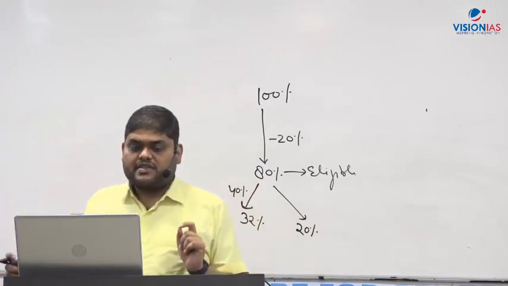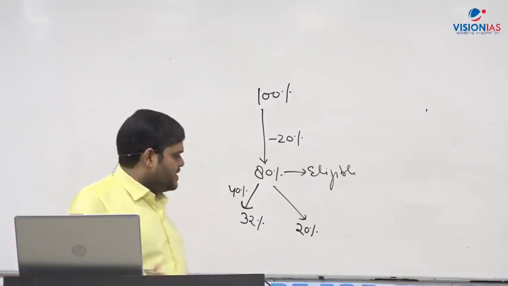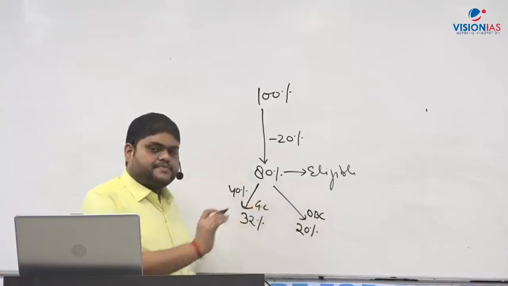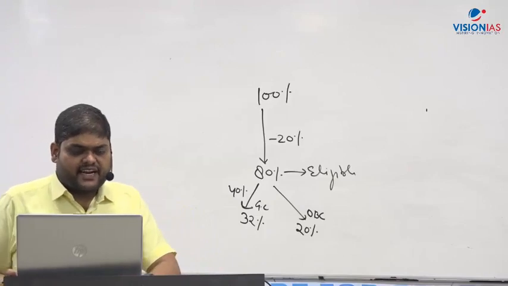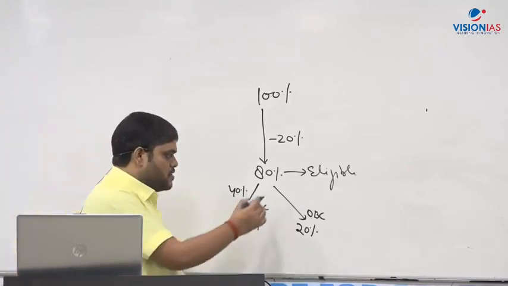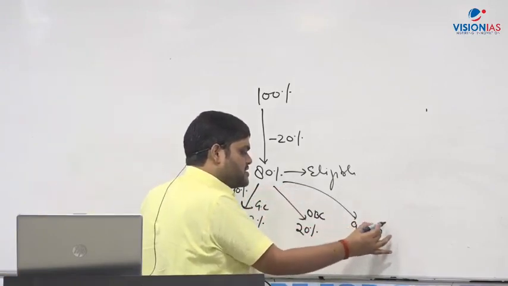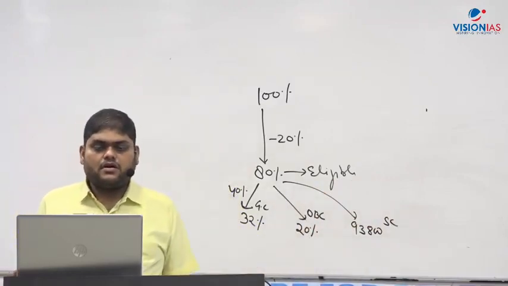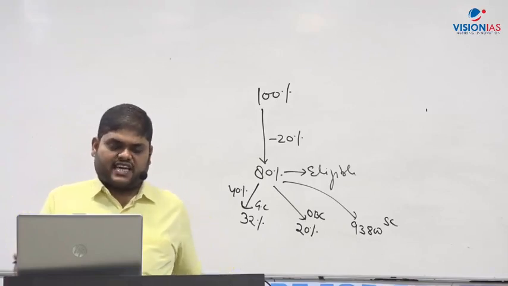Now, the 20% of total candidates belong to OBC category. Now they are OBC category, they are general category. If 93,800 eligible candidates belong to scheduled caste, then how many candidates applied for the examination?